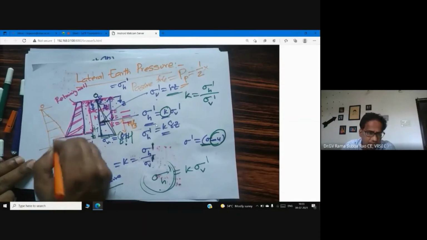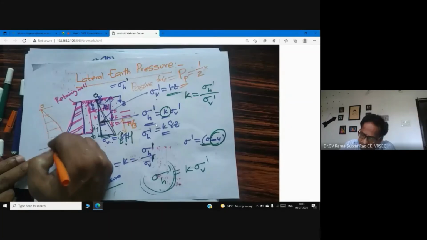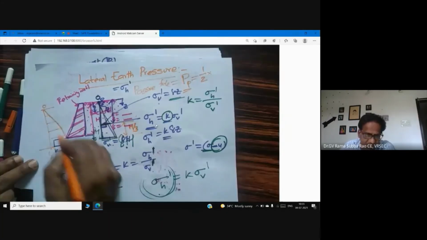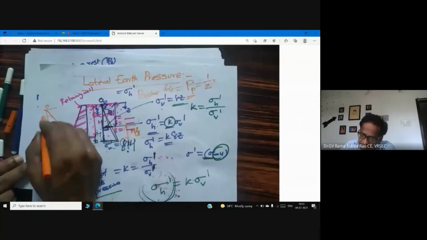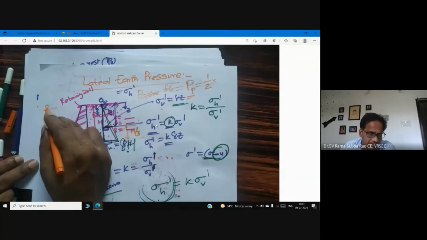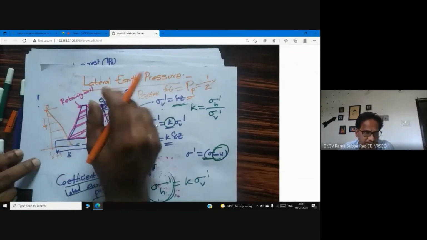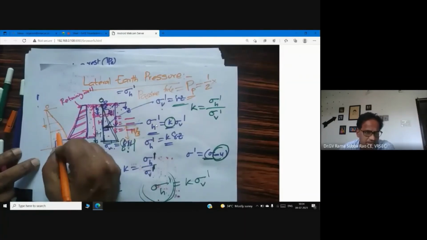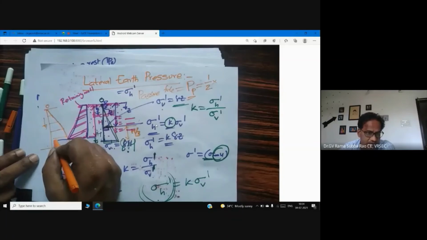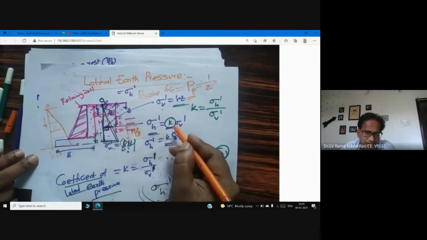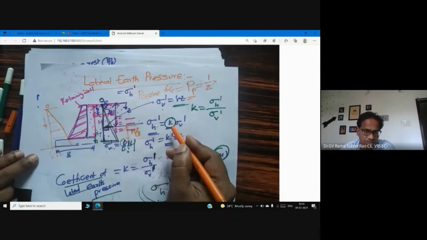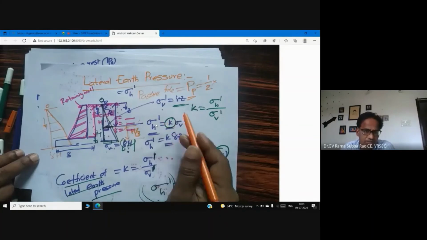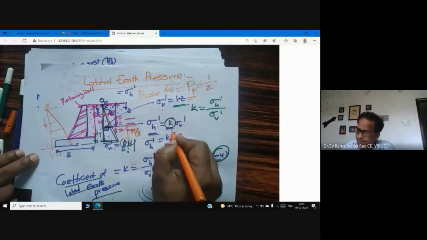So that's why the stress variation is triangular and linear, because with increasing depth, vertical stress is increasing. But one thing is very clear, that we are not just calculating vertical stress, we are calculating horizontal stress by multiplying with the earth pressure coefficient. If I want passive, I should multiply with Kp.